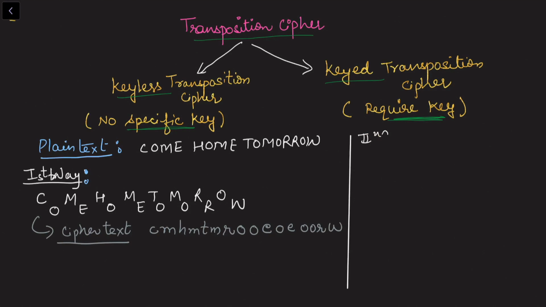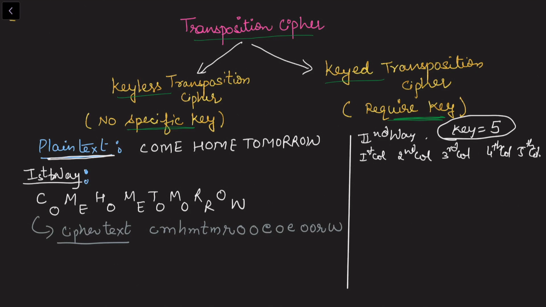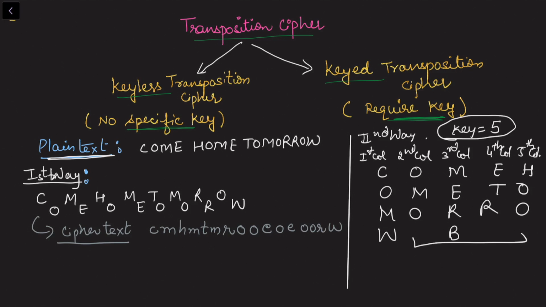And in the second way we can write this in column form. So suppose I now write the same plain text in terms of columns, and let's consider this the first column, second column, third column, fourth column, and let me consider 5 columns. So what we should know as a key is the number of columns, and in this case I have considered 5 columns. So I'll now write the text into the 5 columns: COMEHOMETOMORROW.